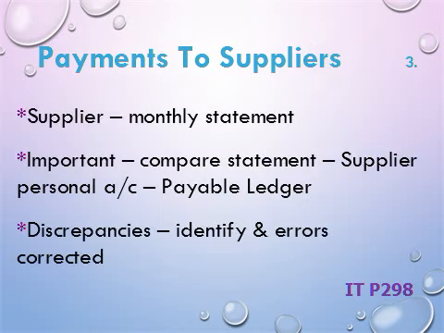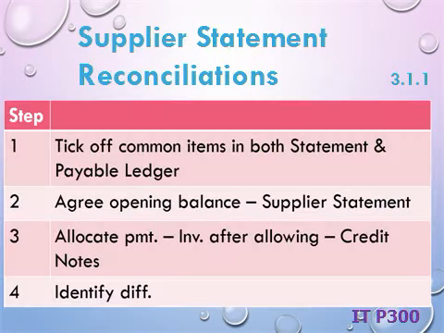A supplier will send the business a monthly statement, showing all the transactions that have occurred that month. It is important to compare the supplier's statement to the supplier personal account in the payable ledger of the business, so that any discrepancies can be identified, and any errors corrected. These are the steps to follow when doing a supplier statement reconciliation.